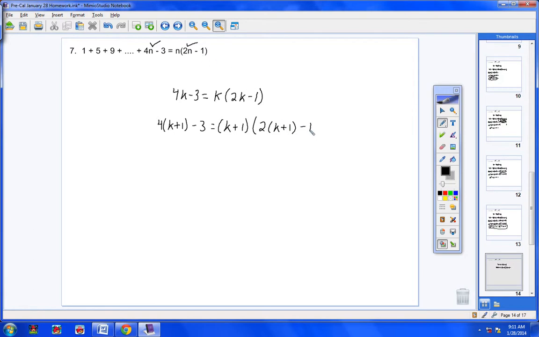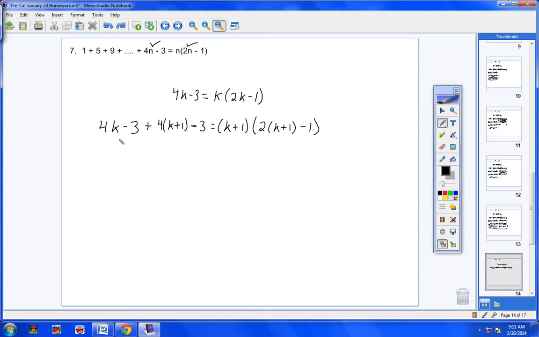and then bring down my negative 1. And now we're pretty much all set, except don't forget, this is an expression here of adding up two terms, and so you have to have your first term plus your second term. So I'm going to bring down my 4k minus 3 and put a plus sign. So this right here is my first term, this right here is my second term, and when you add them together, you get this expression over here. Okay? So here we go. Let's go ahead and get started.